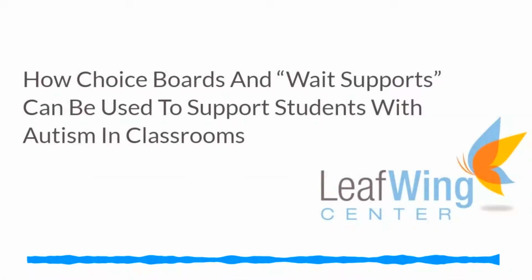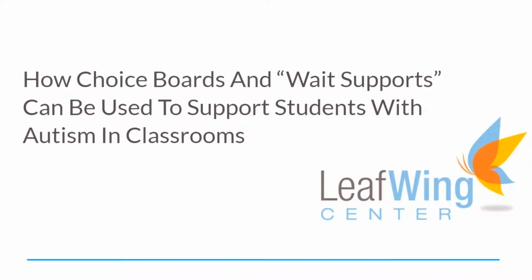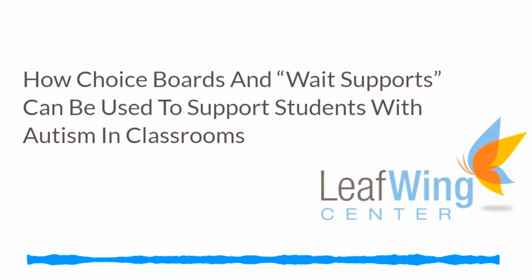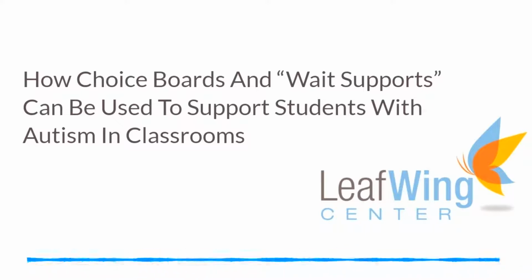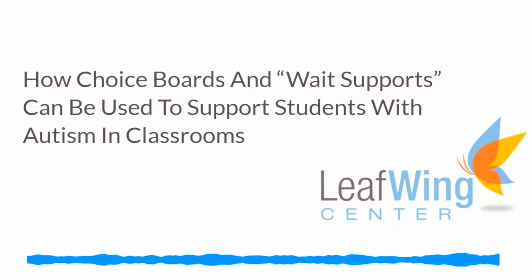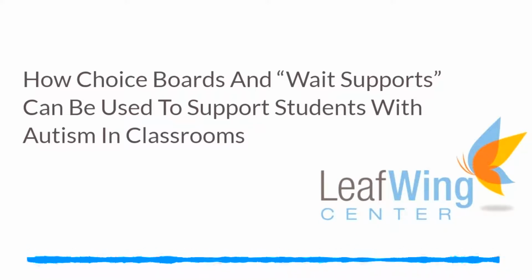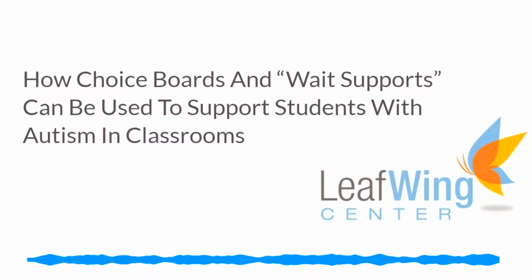How choice boards and waiting supports can be used to support students with autism in classrooms. A choice board is a type of visual environmental support that can be beneficial for students, especially students with ASD. Choices should be incorporated into as many activities as possible, as choice boards provide students with decision-making opportunities.